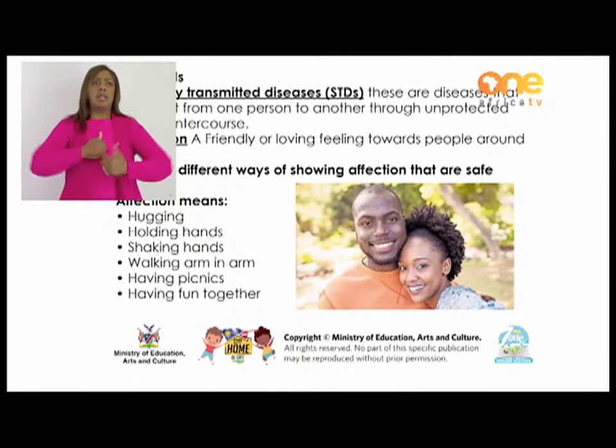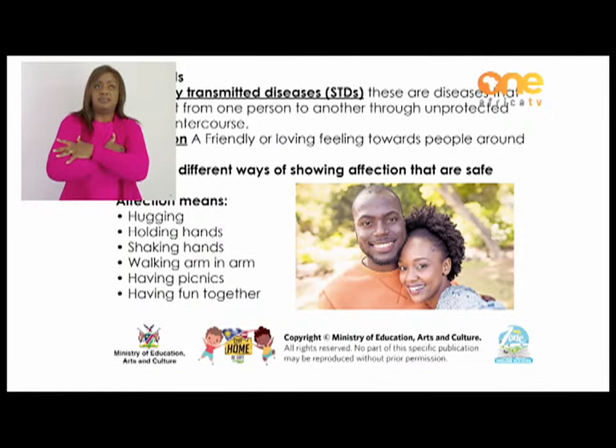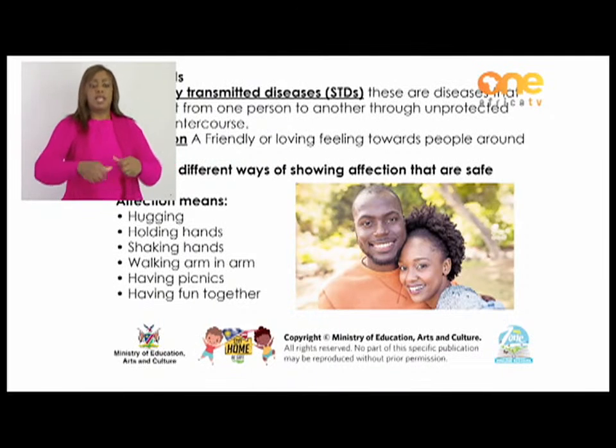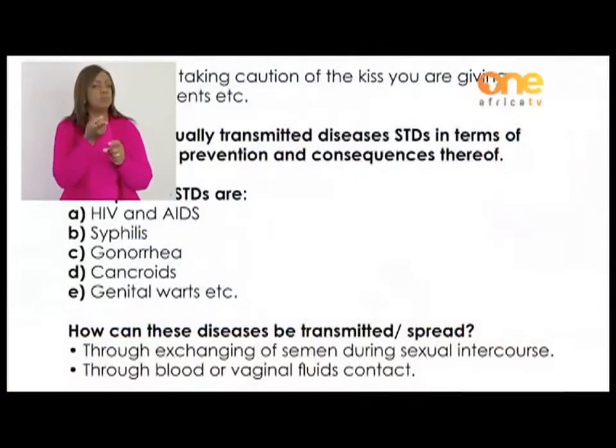So the different ways of showing affection that are safe are as follows: by hugging, holding hands, shaking hands, walking arm in arm, having picnics, having fun together, and kissing. But as you are kissing, you must take some caution, because if the person that you are kissing has an open cut on his or her lips, and you also have an open cut on your lips, that might end up transmitting the virus. And the last one is by giving presents.